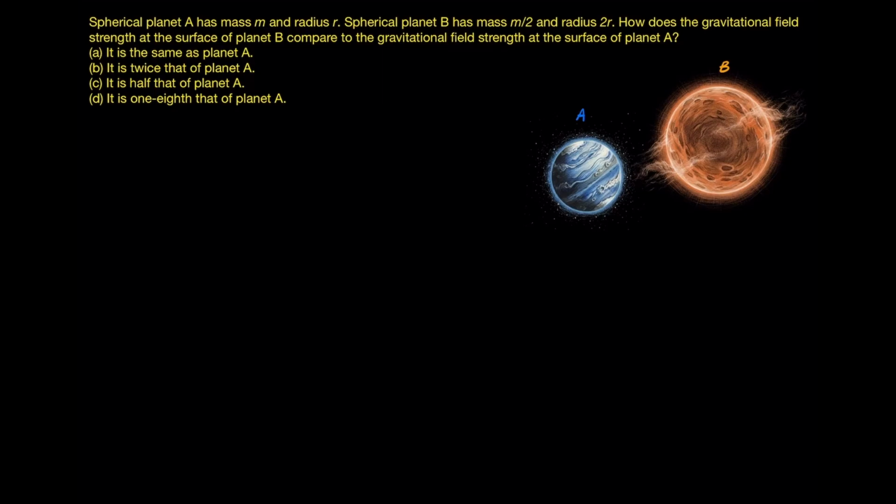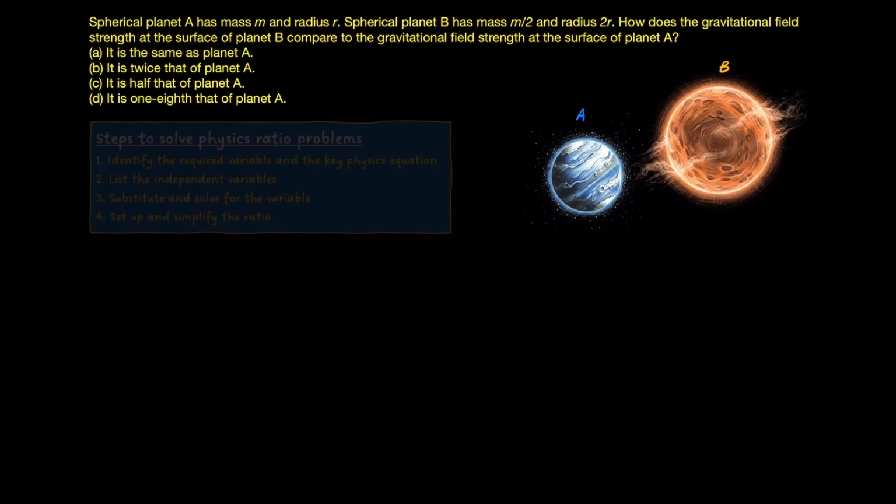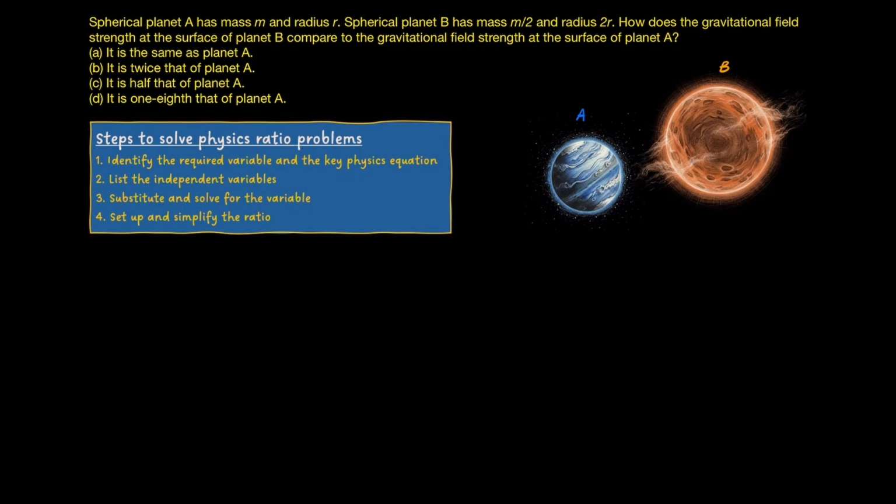A. To make this easy, let's follow the same simple step-by-step process we used previously for ratio problems. You can also click the link above to watch a video on a different ratio problem if you need a refresher. The first step is to identify your variable and the key equation for that variable. In this case, we are looking for a gravitational field g.